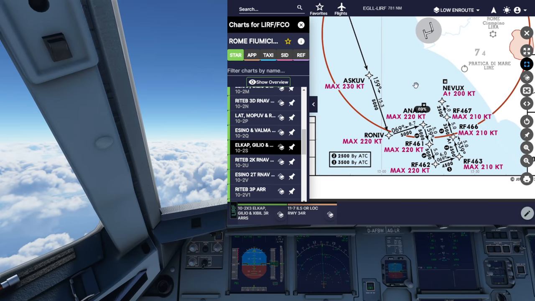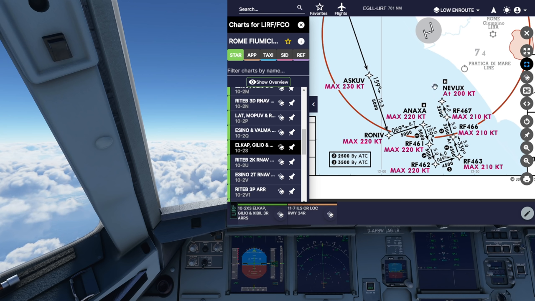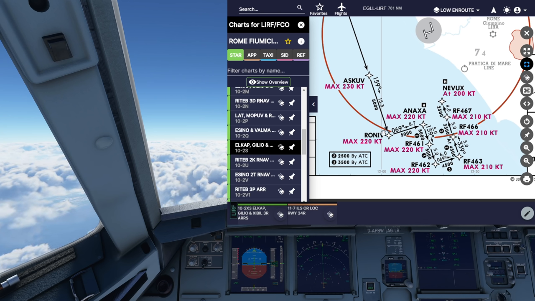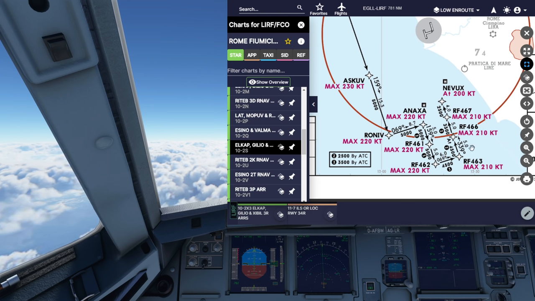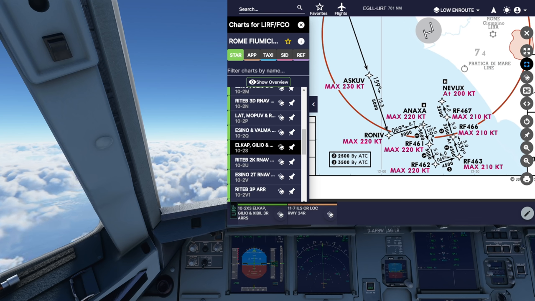So that is an RNAV version of the arrival, and these are very common these days. You're quite likely to see this sort of arrival, especially in Germany and places, but as we can see here in Rome as well. And the trick with these is to be ready: you may think you've got loads of track miles, but you may actually get sent straight into the approach, because it's unusual to have to fly the whole thing. That's only if it's really busy.